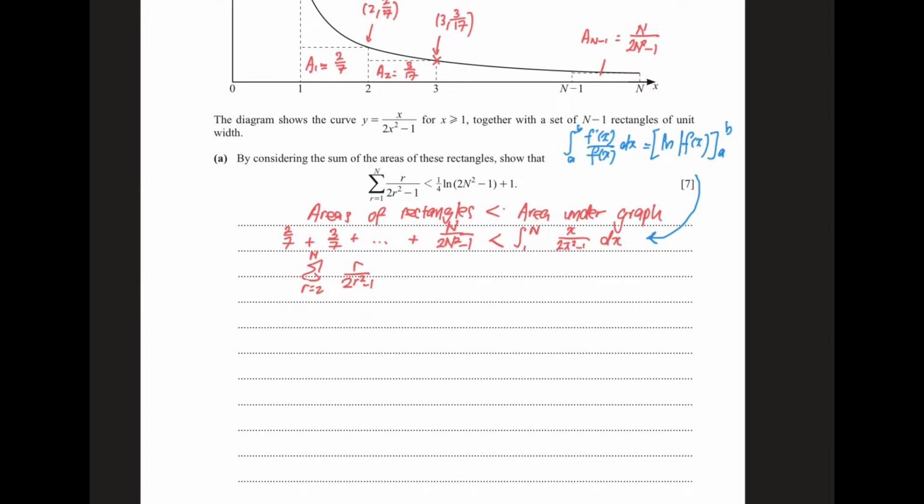Okay, now imagine that the denominator is 2x squared minus 1. If you differentiate the denominator, the differentiation is supposed to be 4x.